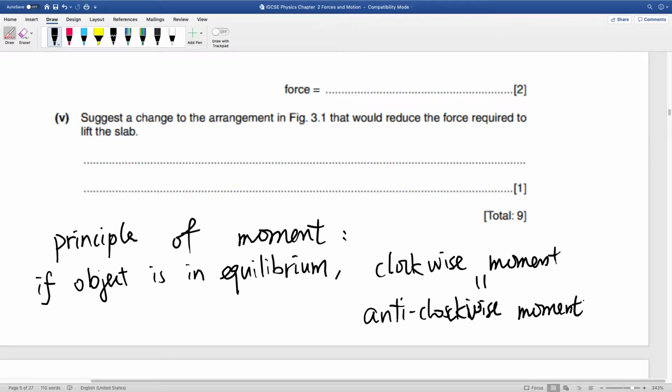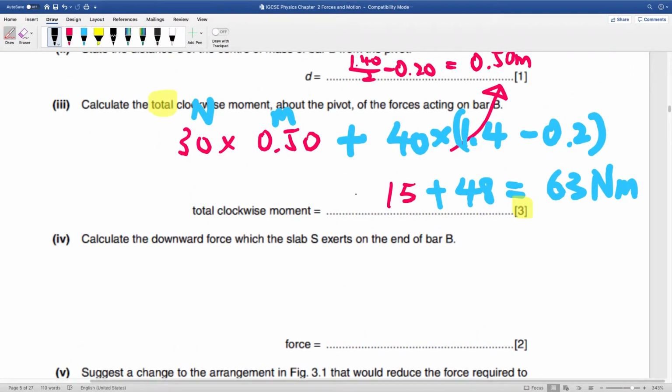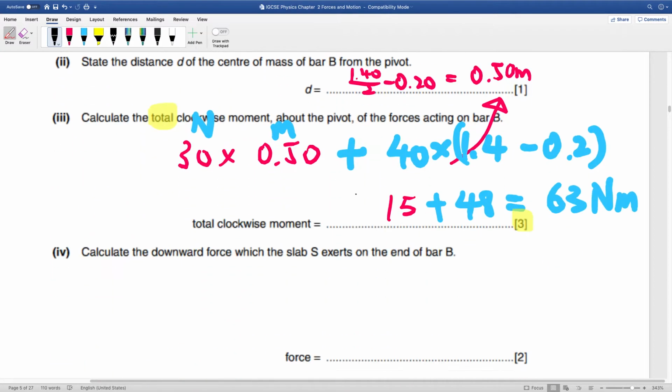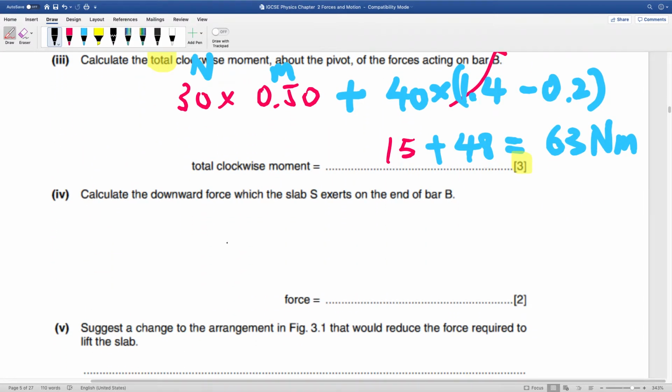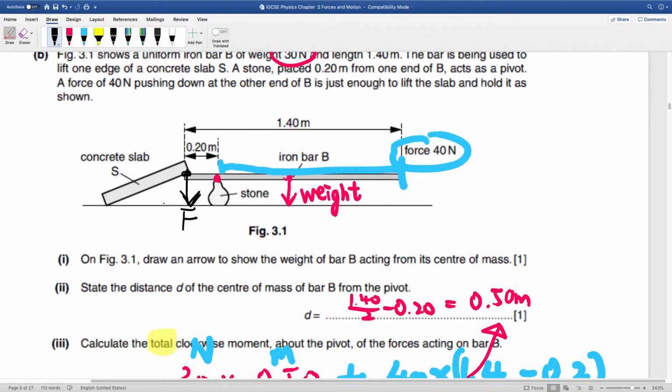Okay. Now, I'll give you 10 seconds to do part 4. 10, 9, 8, 7, 6, 5, 4, 3, 2, 1, and done. So, what's your answer? 315. Yes. Wow, we got it right.